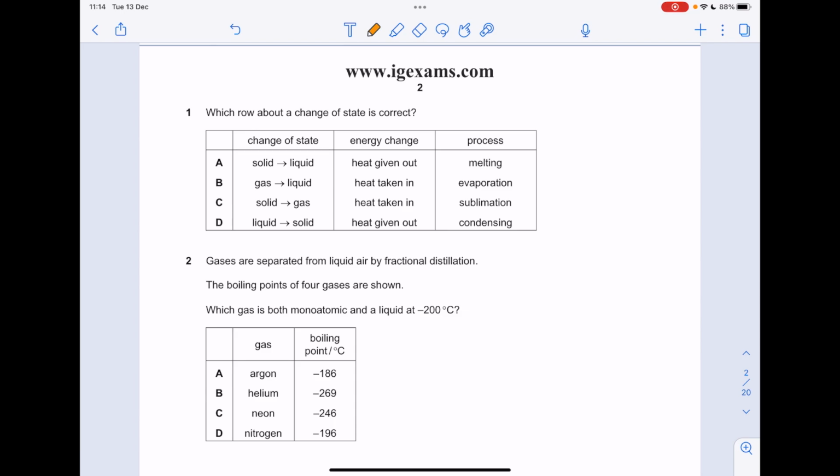So solid to liquid is melting, but is the energy change heat given out? No. Gas to liquid, that's definitely not evaporation. That would be the opposite way round. What about solid to gas? It definitely is sublimation. Is heat taken in? Yes, it is. So that's why C is the correct answer here.